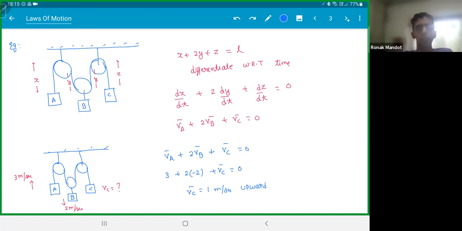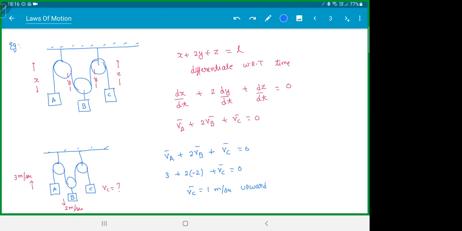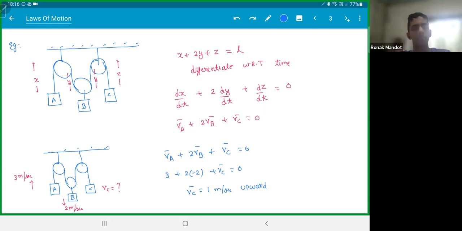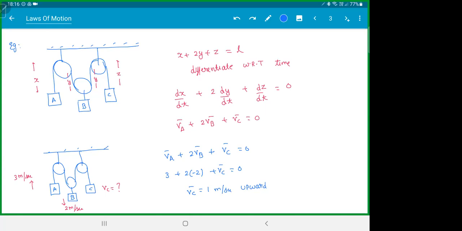Sir, but in this example, if the velocity of A is 3 meters per second, the velocity of B is dependent on A. It should be 1.5 and then the velocity of C, what will C be then? C will be at rest according to you. The moment you say 1.5, you have decided that C is at rest. Clear? So here, the velocity of A will depend on both B and C.